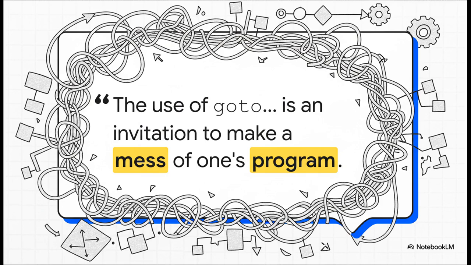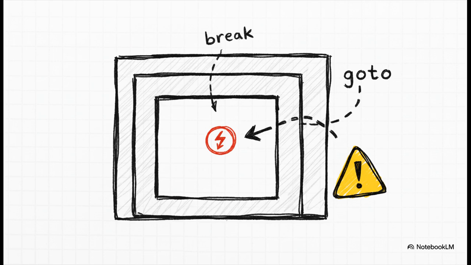And then there's goto. This might be one of the most controversial statements in all of programming. As the legendary computer scientist Edsger Dijkstra famously warned us, it's a tool that can turn your clean, structured code into an unreadable, untraceable nightmare known as spaghetti code. For decades, using goto has been seriously frowned upon. But it does have one very narrow use case that's sometimes considered acceptable: escaping from really deeply nested loops.